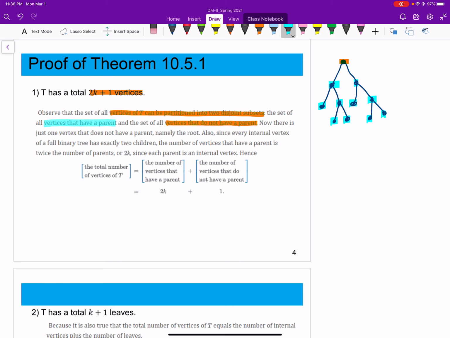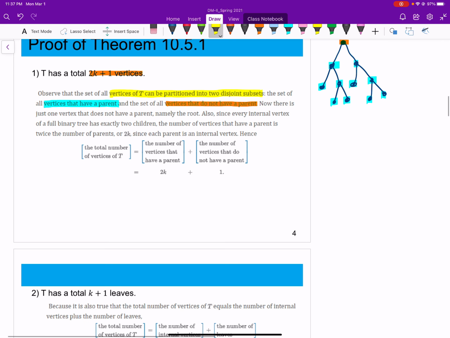Vertices that have parents. Alright, so these are the vertices having parents, which are colored in light blue, and orange is used to show vertices that do not have parents. So these are the two disjoint sets. Let me use a different color for that too. Alright, now it's meaningful.